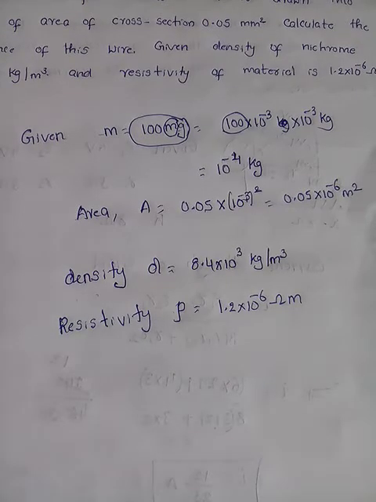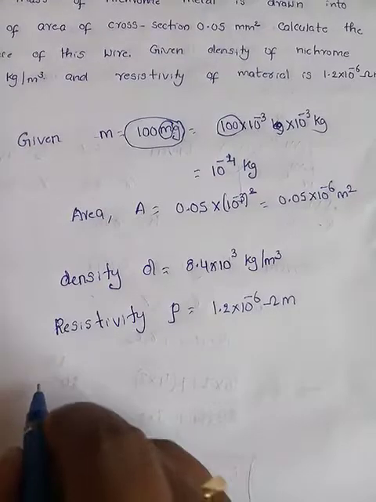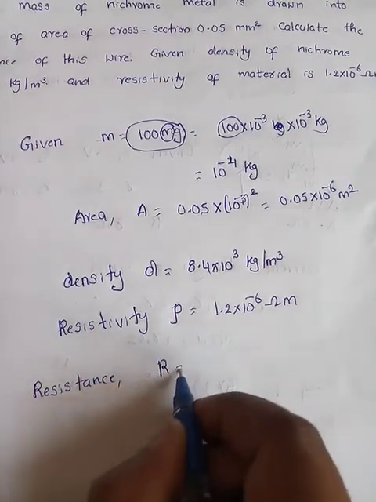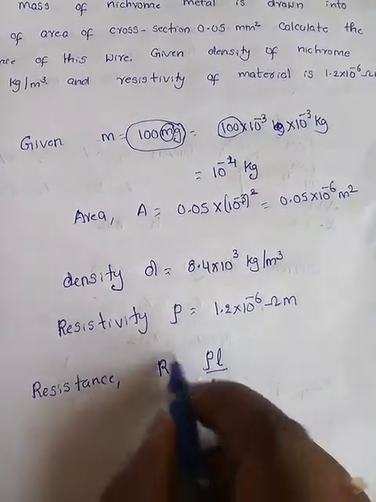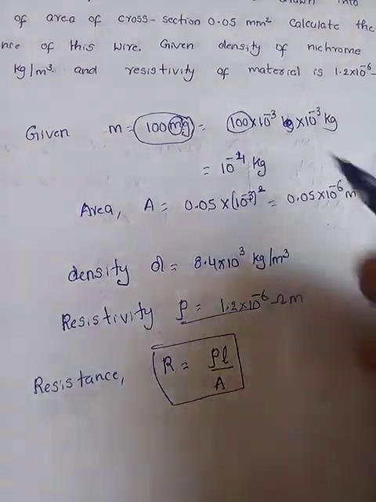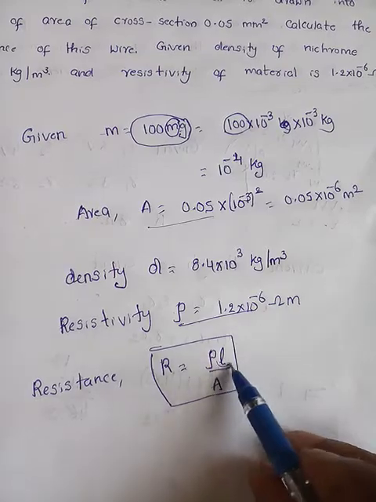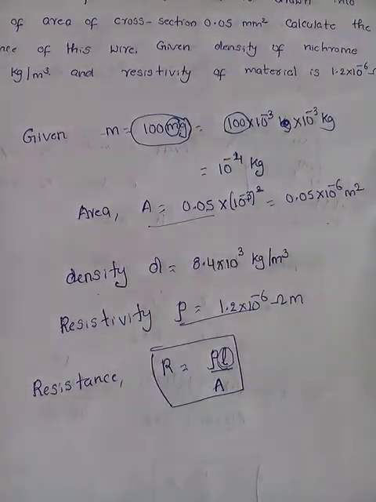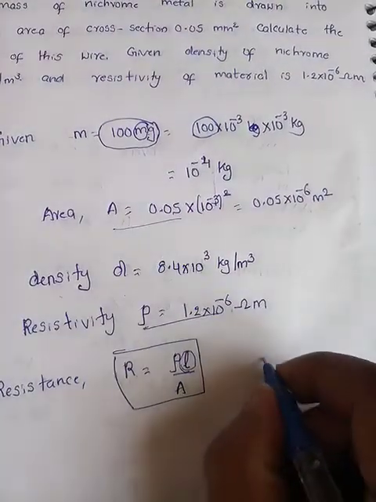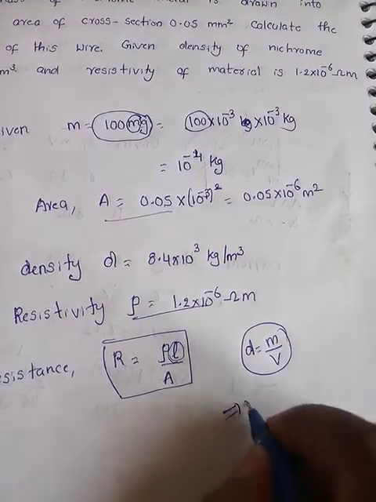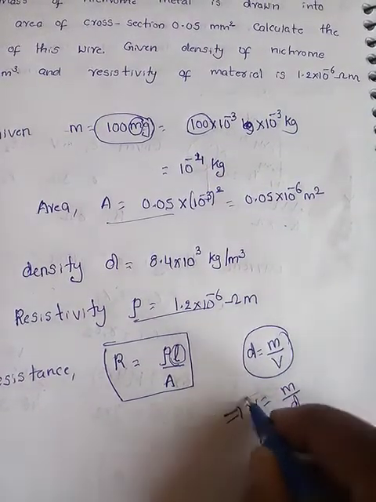What they are asking here is we have to calculate the resistance of the given wire. Resistance R equals rho L by A. This is what we know, right? So according to the question they gave rho and A, but they have not given L. They have not given the length, but they gave mass and density instead. If density and mass are given, we know density equals mass by volume. So from that I can easily calculate volume equals mass by density.